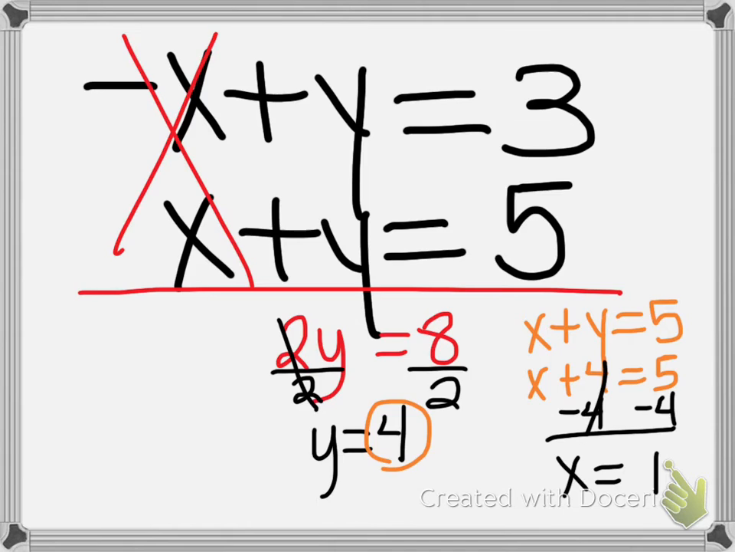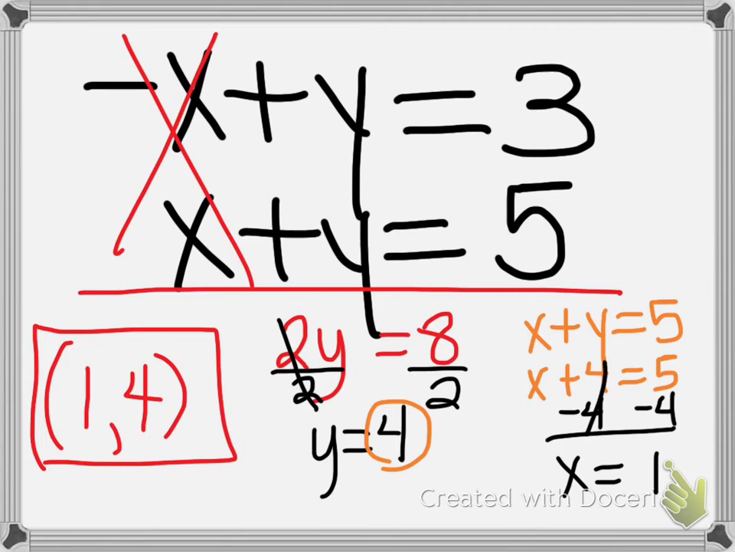So I need to make sure that I always write my answer as an ordered pair. The x coordinate is 1 and the y coordinate is 4. So the solution to this one is (1, 4).